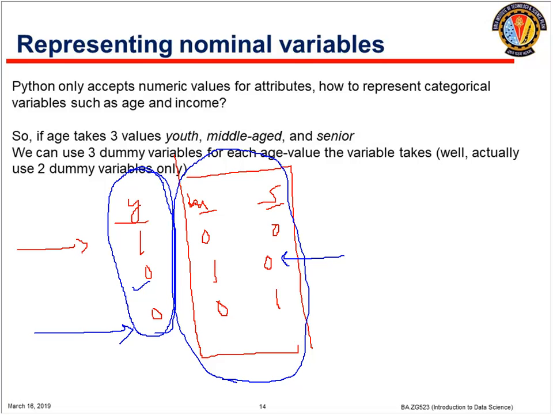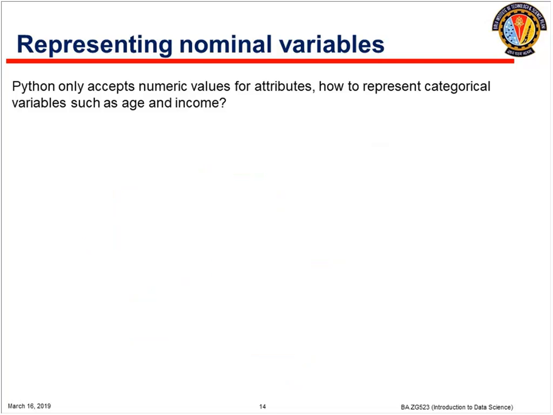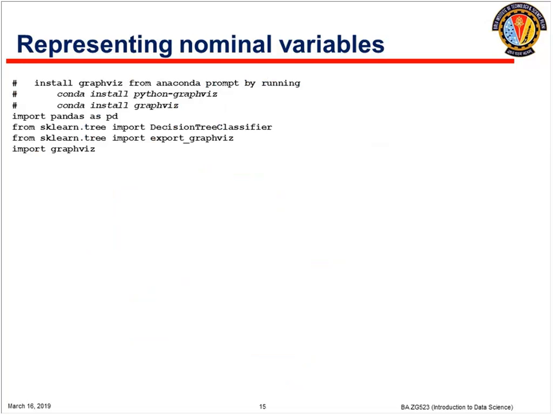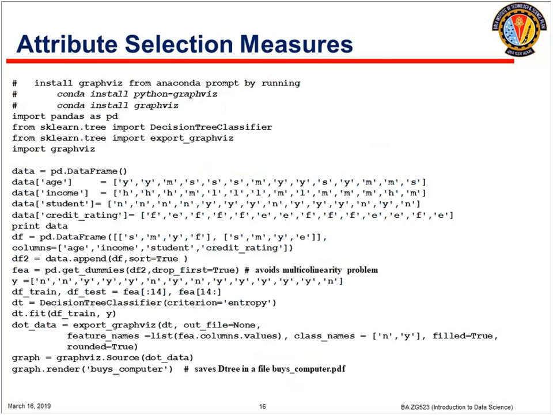And Python or any other tool provides such APIs which will help you to discard one of the dummy variables in such cases. Okay. All right, now let's look at a particular example.